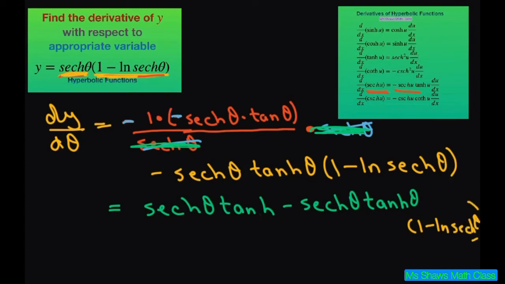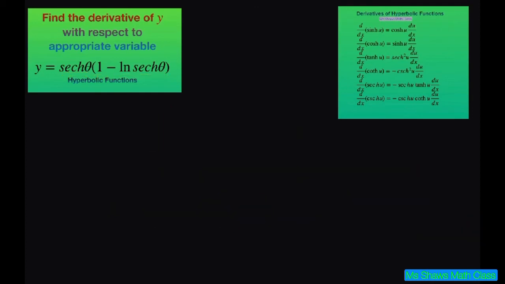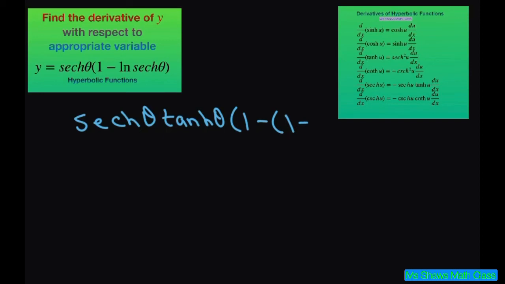All right, now the next step I'm going to do is factor out this term, because it is in both of these. So I'm going to factor that out. And this is going to be hyperbolic secant theta, hyperbolic tan of theta, times 1 minus, 1 minus ln of hyperbolic secant of theta. That was just using your highest common factor.